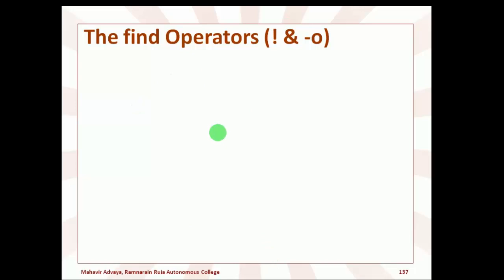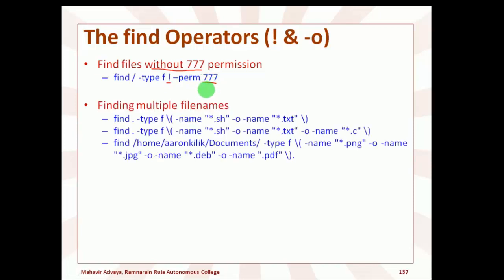You can also use operators with the find command. If you want to check for all the files that don't have these permissions, read write execute permission for all 3 categories, we use a command like this with an exclamation mark. This is for not, so not having the permission 777.